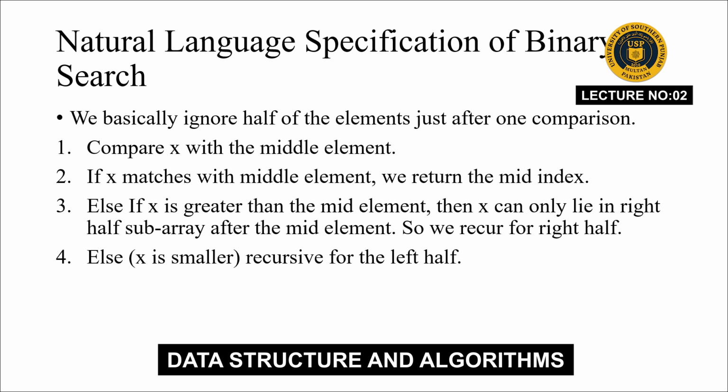Let's break binary search into easy natural steps and pseudocode. We basically ignore half of the elements just after one comparison. Compare x with the middle element. If x matches the middle element, we return the mid index. Else, if x is greater than the mid element, then x can only lie in the right half subarray after the mid element. Else, recurse for the left half.